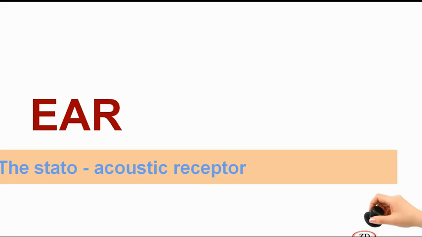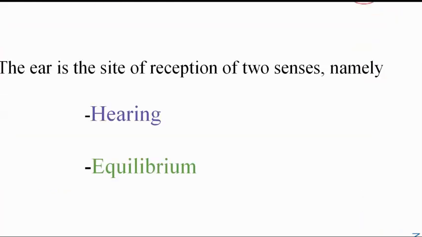One, hearing. Two, equilibrium. Hence, it is called a statoacoustic receptor. Stato, equilibrium; acoustic, related to hearing. So the reception of these two senses is by the ear that is present in the human body.